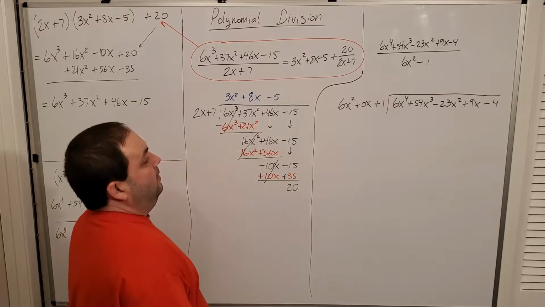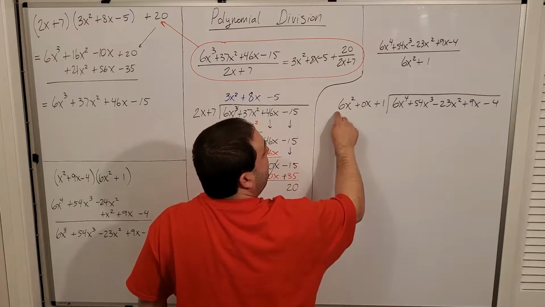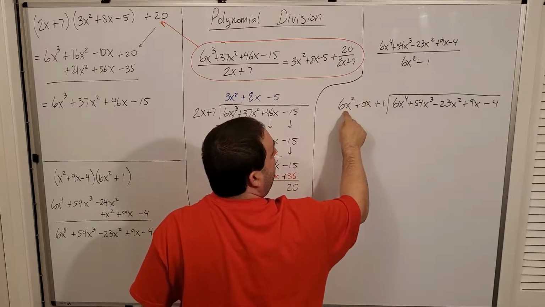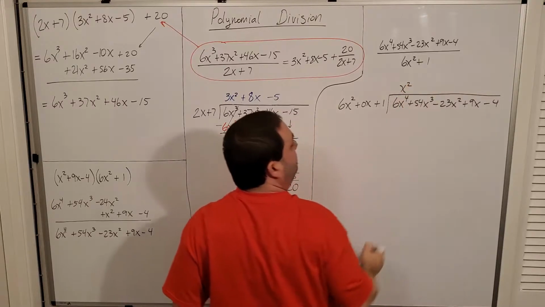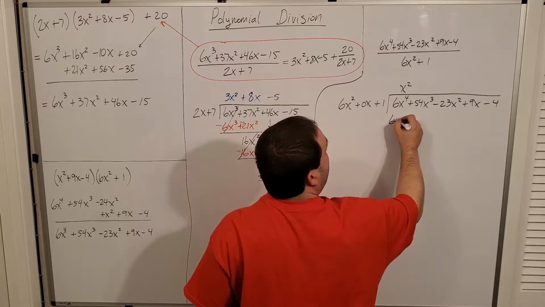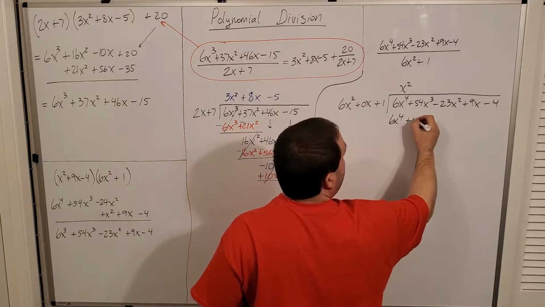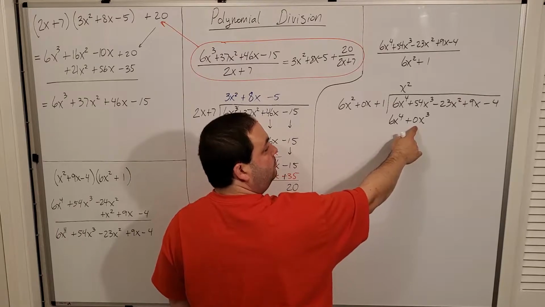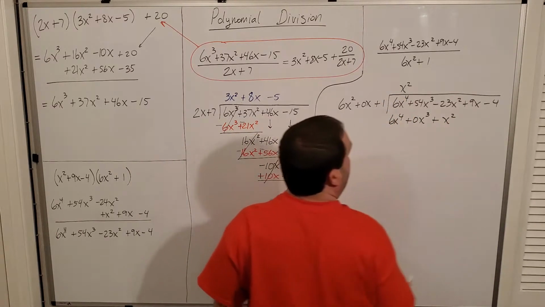Okay? So now, same idea. What can I multiply by 6 to get 6? That would be 1. And how many x's do I need to go from 2 to 4? That would be 2, right? So x squared. X squared times 6x squared would give me 6x to the 4th. X squared times 0x would be 0x to the 3rd, because 1 times 0 is 0. And x squared times 1 would be x squared, like this.